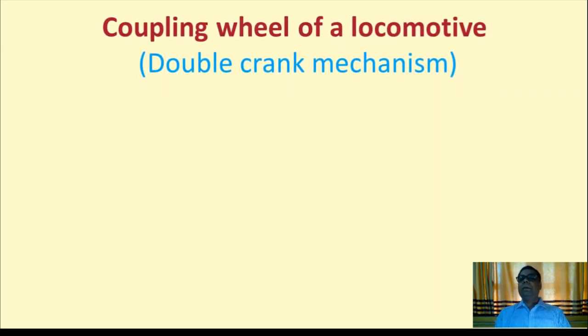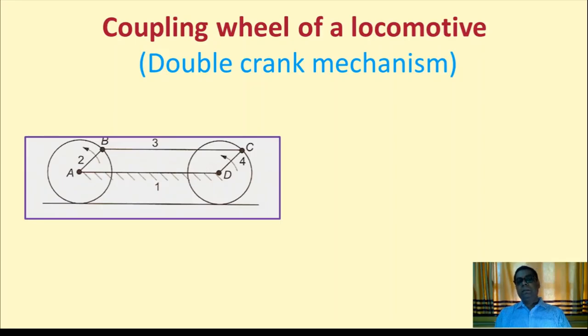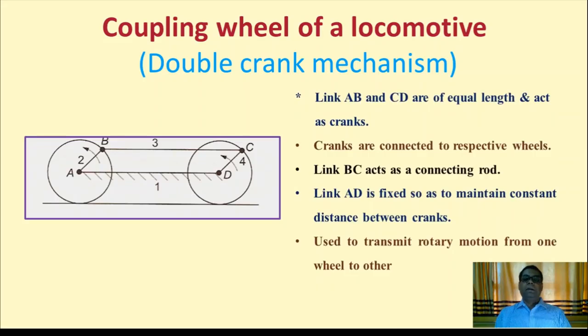Next, the coupling wheel of a locomotive, or double crank mechanism. Some of you may have seen this, though I am not sure about all of you, because nowadays you can only see steam engines or locomotives in old movies. There are 2 coupling rods connected. Here AB and CD are of equal length and act as cranks, that is, a double crank. The cranks are connected to their respective wheels, link BC acts as a connecting rod, and link AD is the fixed link, maintaining the constant distance between the cranks. It is used to transmit rotary motion from one set of wheels to another set of wheels and so on.